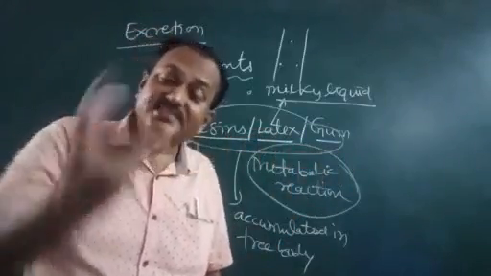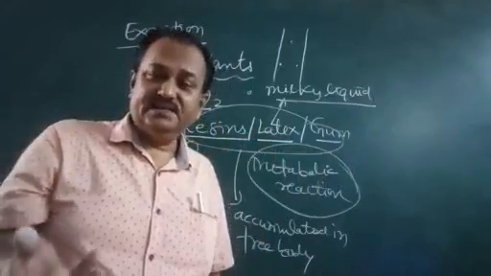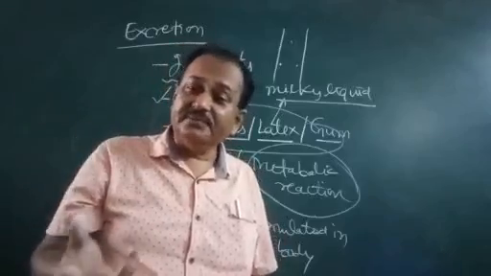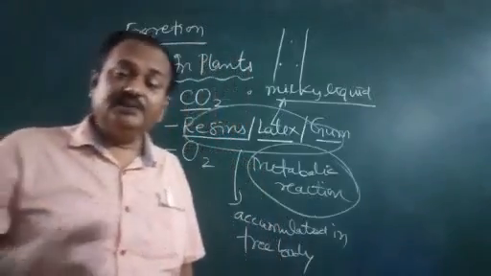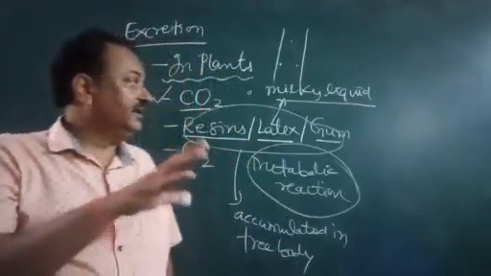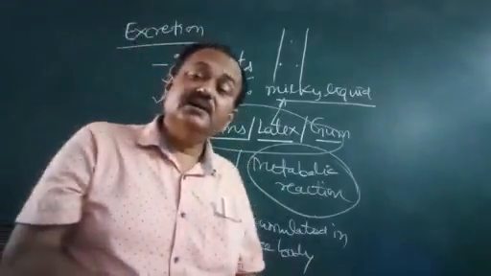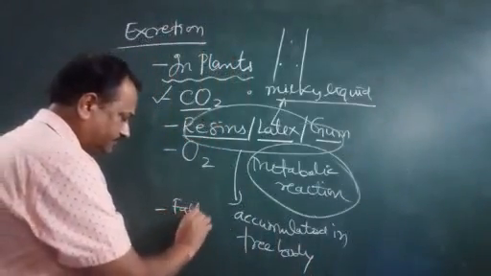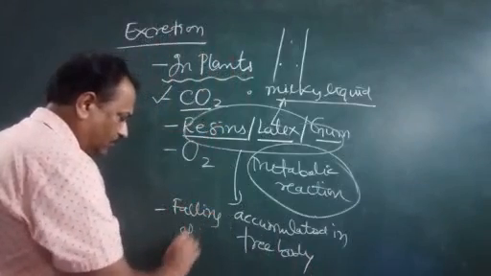So plants produce toxic substances, and that's why the plants die after a certain time, because there's a limit, and the plant body is unable to tolerate. Then the falling of leaves.